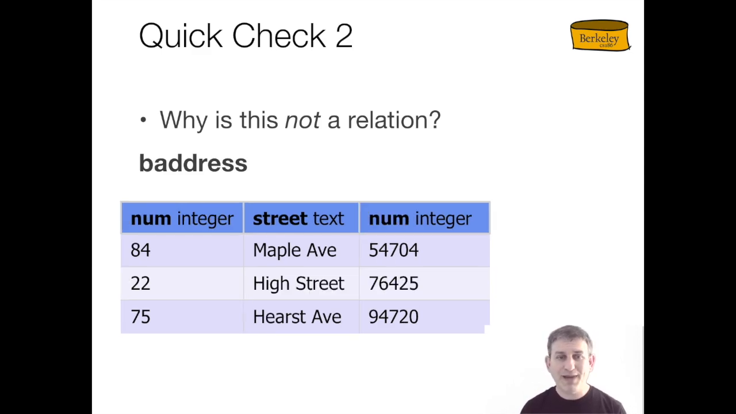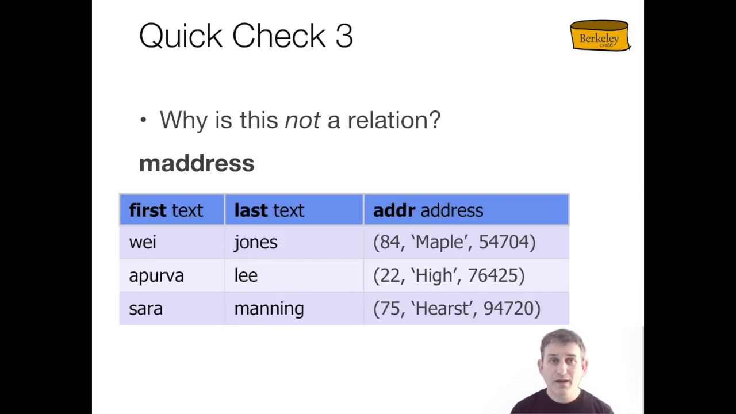Quick check two. Why is bad dress here not a relation? A bit more subtle. Take a minute. Do you see what's going on? The schema has two columns called num. And we said that each column has to have a distinct name. We wouldn't be able to differentiate, when you talk about the num column, which column you meant here. So bad dress is illegal because it has two columns with the same name. All right, last one, maddress. What's wrong with maddress? This one goes back to our atomic data types. Look at the third column, adder. It's of some type called address, which appears to be a tuple. And you can't nest composite types like tuples inside of tuples in SQL. In SQL, every column has an atomic type, something that can't be further broken down.